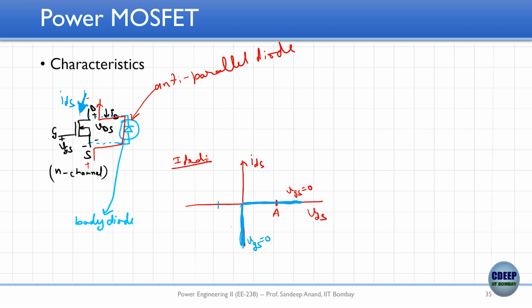How is this current flowing? It's flowing through the diode which I have shown, the anti-parallel diode, which is not an external diode, which is included in the MOSFET device structure itself. And therefore, it is also known as a body diode. Body diode means it's there in the body of the MOSFET. So, physically, it's there, we are not adding any external diode.